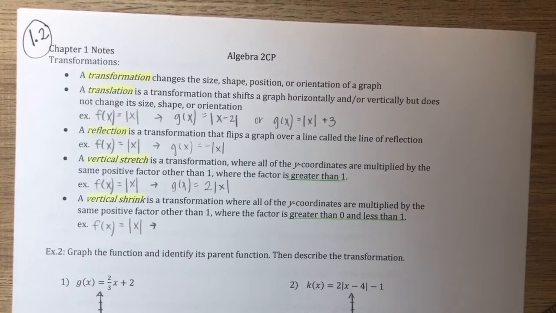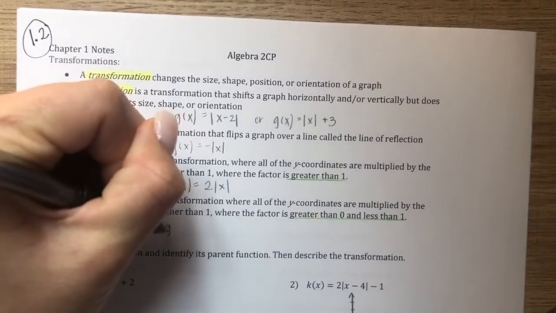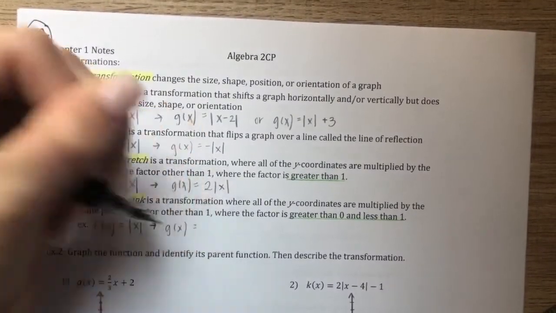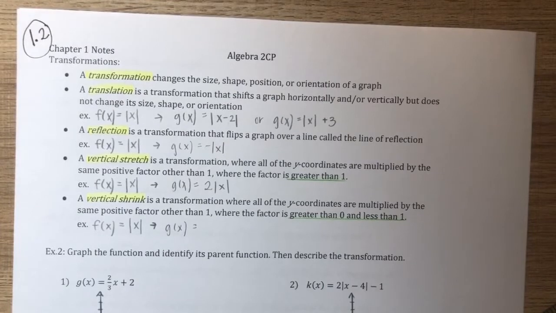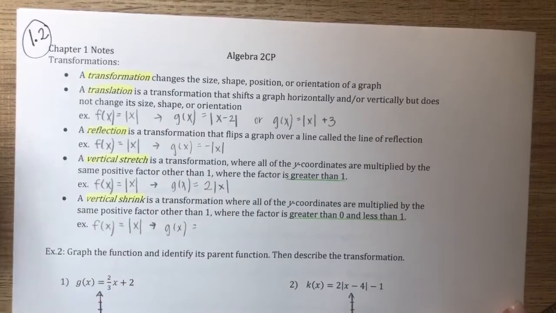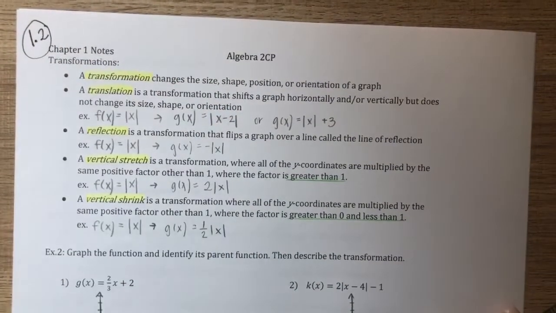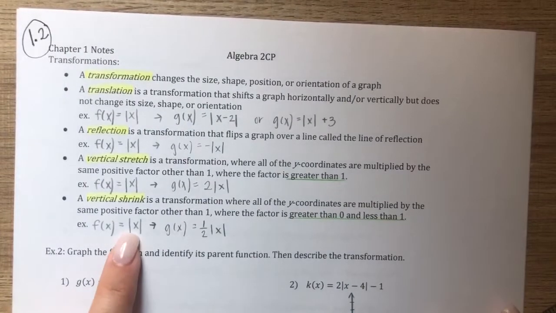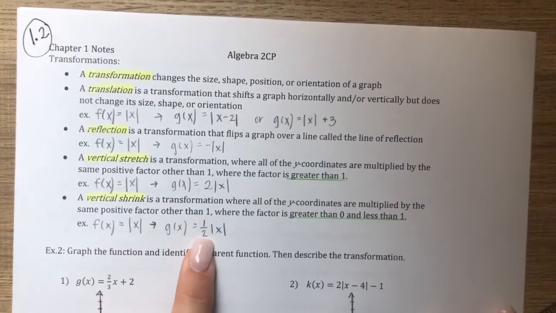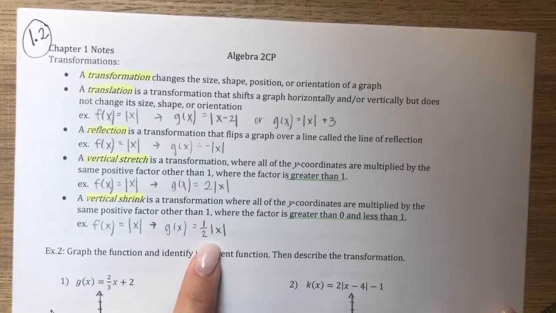So if I want to have a vertical shrink, we'll call my new function g of x, and say I want to shrink that function by a scale factor of 1/2. 1/2 would become that number out in front of the absolute value bars, so 1/2 times the absolute value of x. That would be taking my parent function and shrinking it by a scale factor of 1/2.